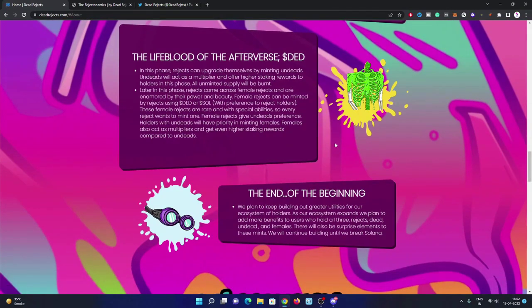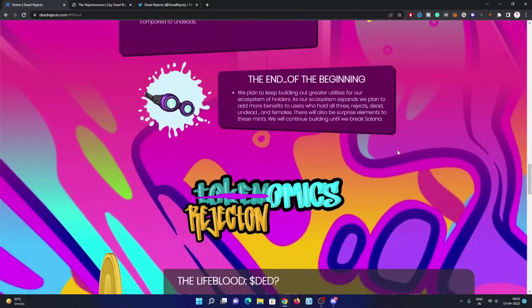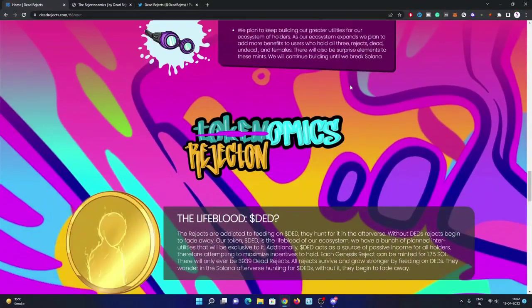There will be a collection too, named undeads. The end of the beginning. We plan to keep building out greater utilities for our ecosystem for holders. As our ecosystem expands, we plan to add more benefits to users who hold all three: rejects, dead and undead, and females. This is gonna be a huge one. There will be a bigger roadmap after completing this roadmap.